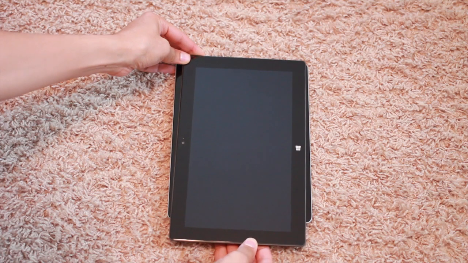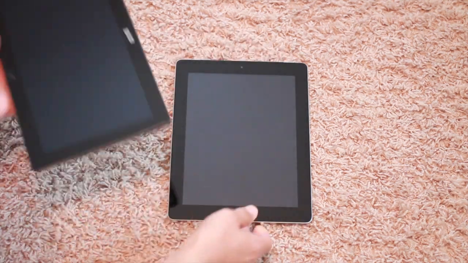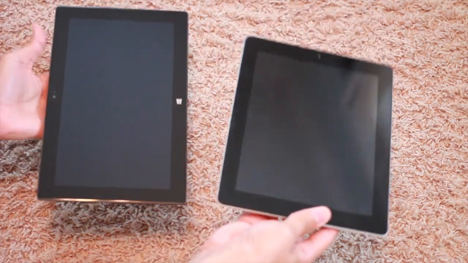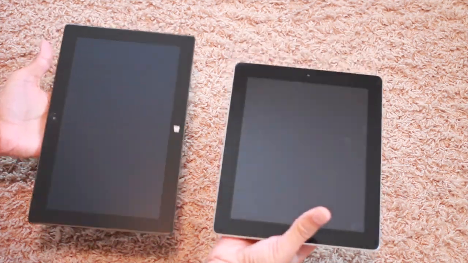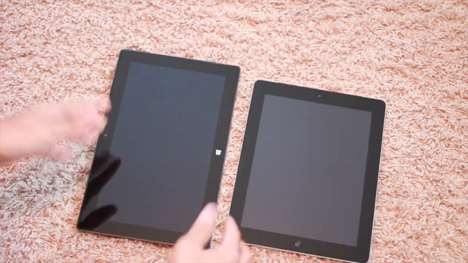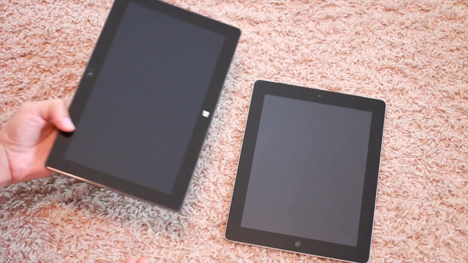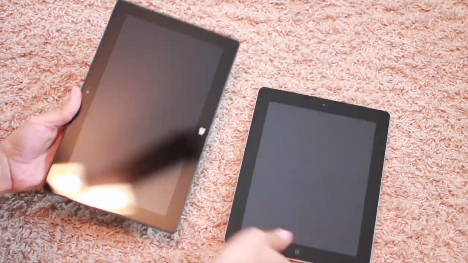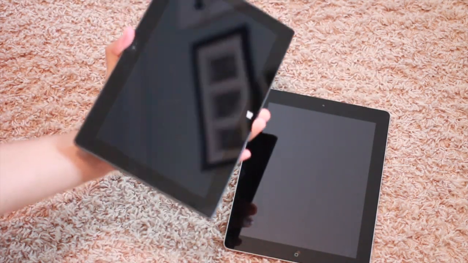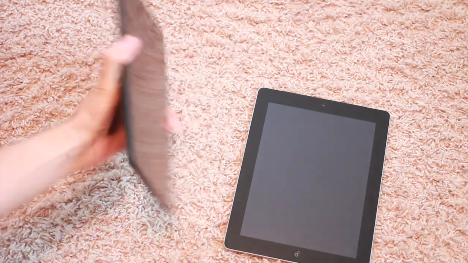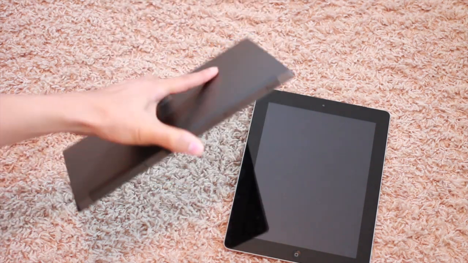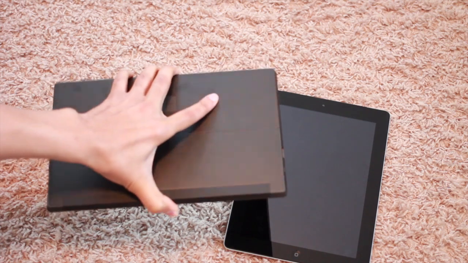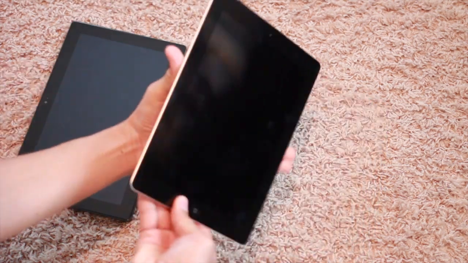When it comes to weight, people automatically think that the Surface is this huge hulking device that is just too heavy to hold, but really that's not the truth. The iPad 3 weighs 1.44 pounds and the Surface weighs 1.5 pounds, so the difference really is negligible. In fact, it almost seems like the Surface is about the same weight because of the way the weight is distributed. Now, holding the device, you see how I was able to hold that in one hand?